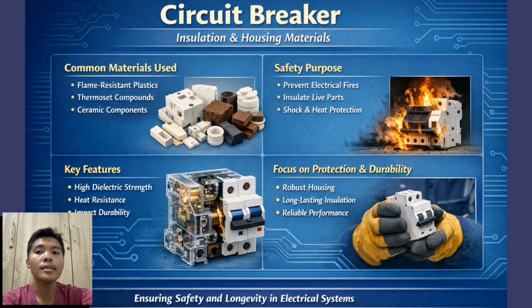First, robust housing. Tough outer casing ensures safety in harsh environments. Second, long-lasting insulation. Maintains performance over time without degradation. And last, reliable performance. Ensures consistent operation and protection of the electrical system. The insulation and housing of a circuit breaker are essential for safe operation, fault protection, and long-term reliability. By using heat-resistant materials, circuit breakers can protect both electrical systems and human life even under extreme conditions.